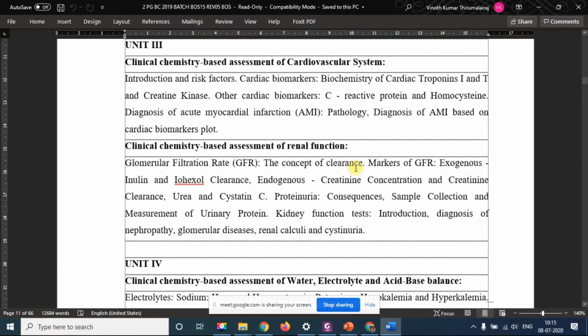And the third unit is the clinical chemistry based assessment of the cardiovascular system. Cardiovascular means, as you know very well, the function of the heart and circulatory system, and renal function, that is the excretory system, which you already studied in human physiology.